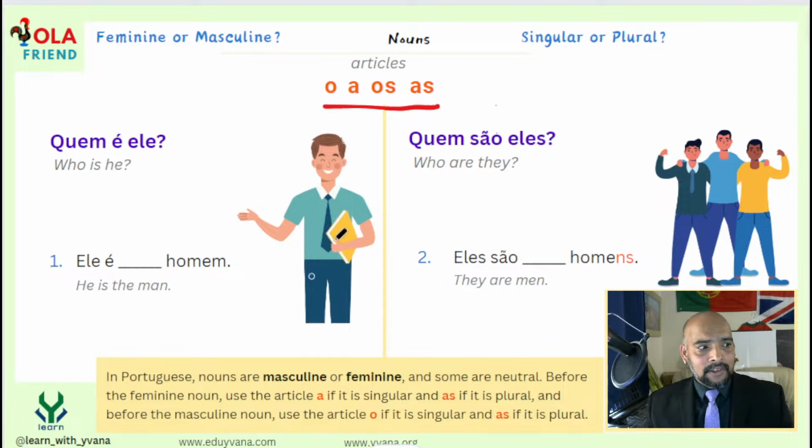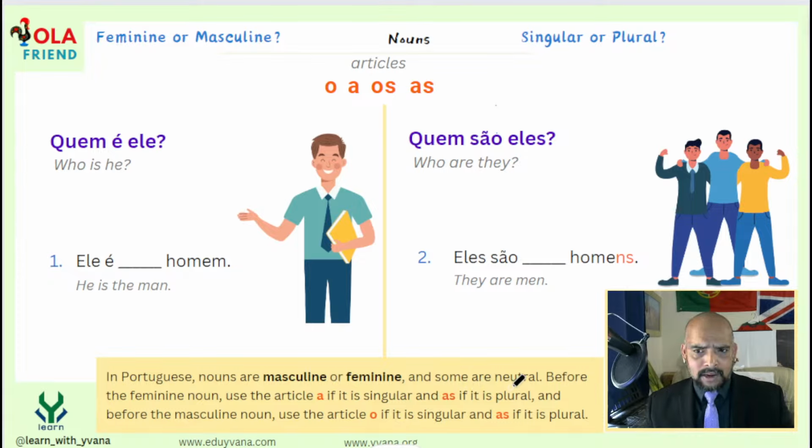So here, this is a masculine noun. We can easily identify it because this is a human being, which means we know that this is male. That means he is a man. So how can you use the article? Should we use u, a, ush, or ash? This is what the question is. Remember, in Portuguese, nouns are masculine or feminine and some are neutral.